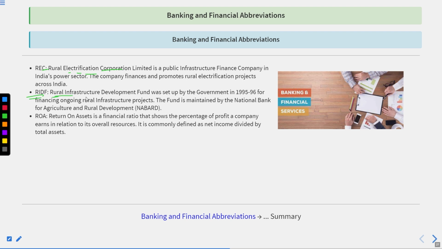RIDF, Rural Infrastructure Development Fund, was set up by the Government of India in 1995-1996 for financing ongoing rural infrastructure projects. The fund is maintained by the National Bank for Agriculture and Rural Development. ROA, the return on assets, is a financial ratio that shows the percentage of profit a company earns in relation to its overall resources.